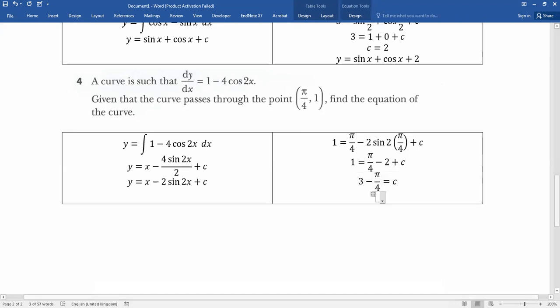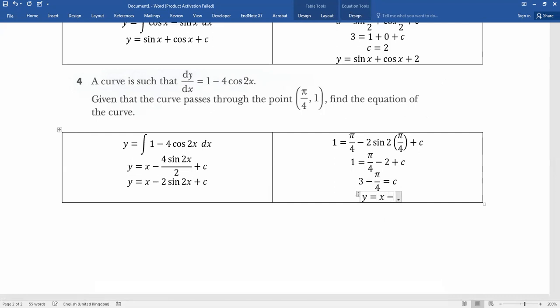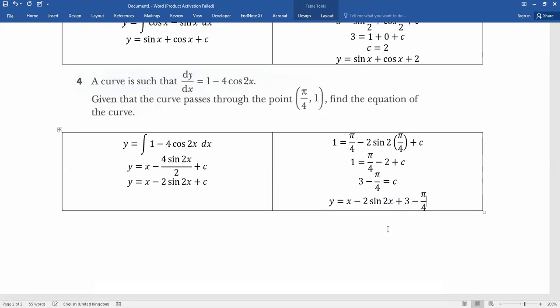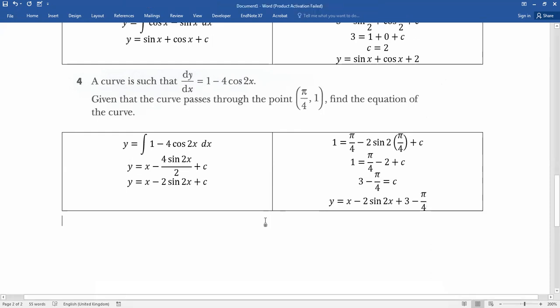Are you getting anything differently? I'm not using a calculator, but I believe it gets something like this, plus 3 minus pi by 4. Is this clear? Yes, sir. So try to keep the value of c as exact so that you don't mess up the equation of the curve if you were to use it in the further parts of the question. Is this clear?